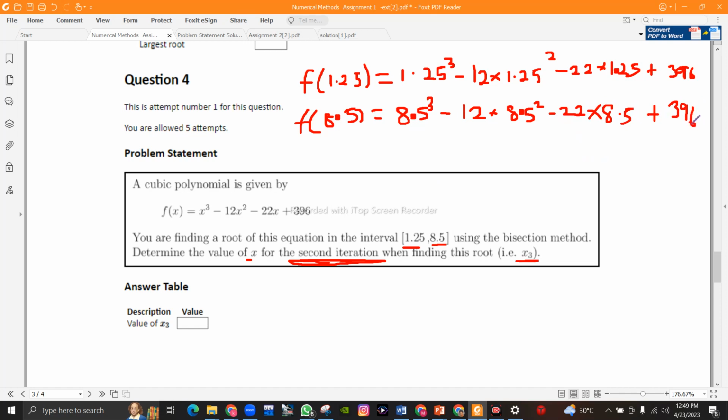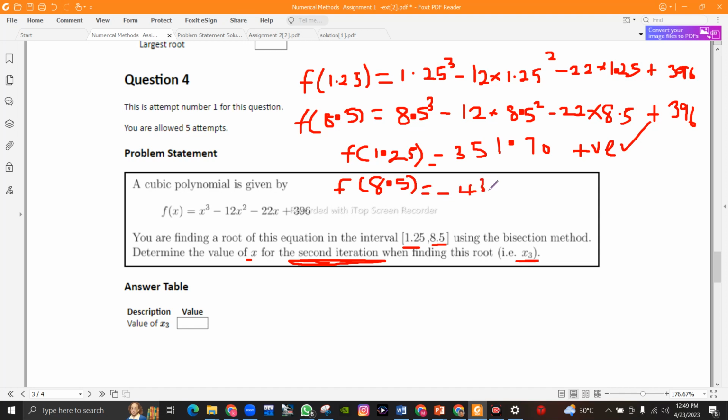For the first one, f of 1.25, what do we have? If you calculate this, you're going to have 351.70, which is positive. Good, a positive number. Let's look at the second one, f of 8.5, which is minus 43.870, which is a negative number. Good. One of them has to be positive, one of them has to be negative.